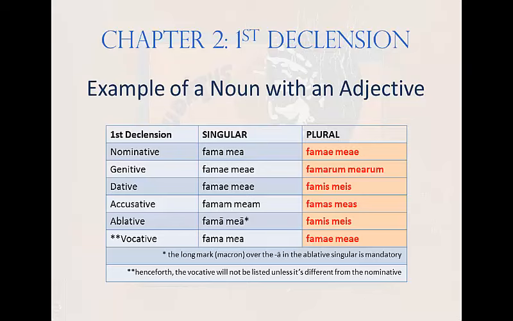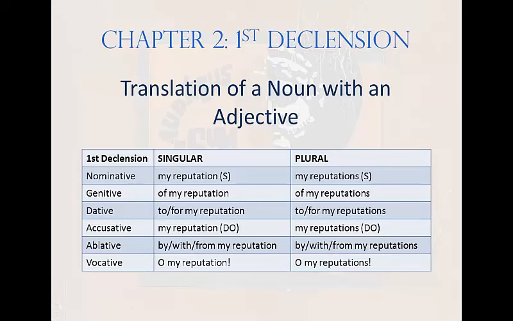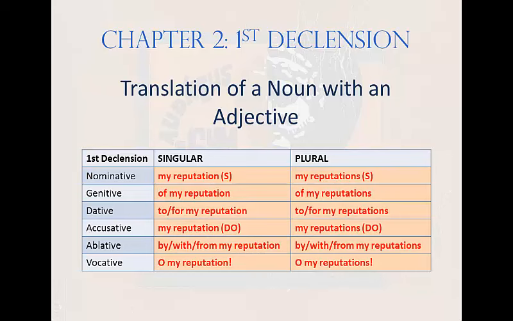The translation of the noun with the adjective is no different from the translation we've already studied with the noun. In the nominative singular, fama mea is translated as "my reputation," with an S after to indicate that it's the subject. Please note that English normally doesn't use "the" when you have an adjective like "my." So in this case, we don't add the article. The rest of the translations follow according to the way that nouns were translated. Of my reputation, to or for my reputation, and so on.